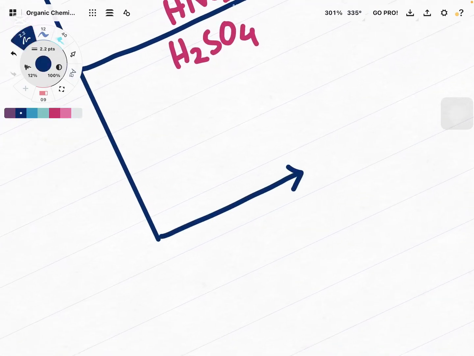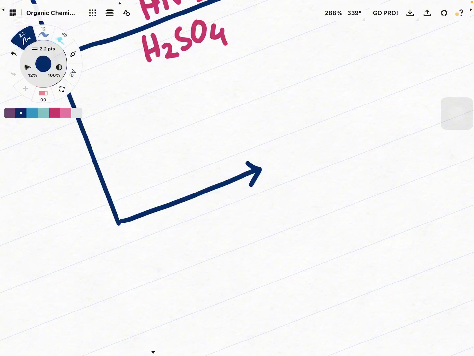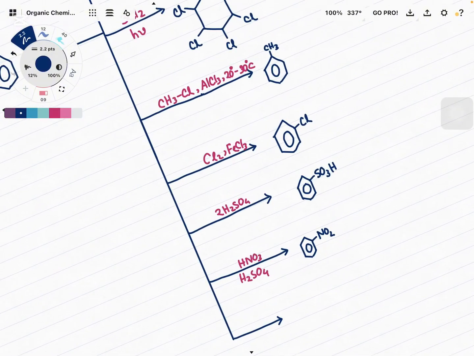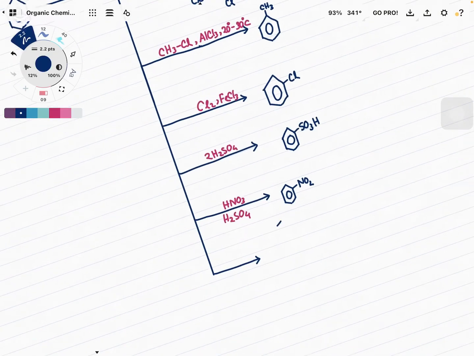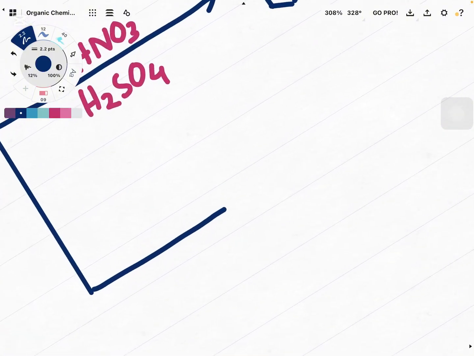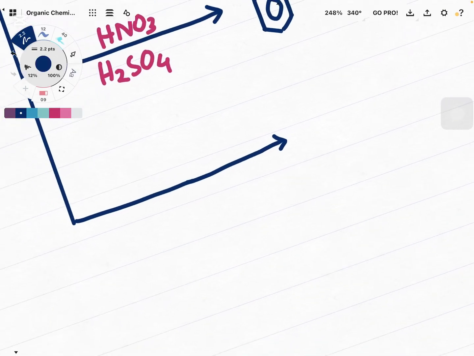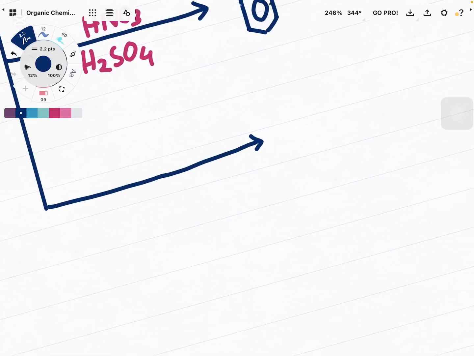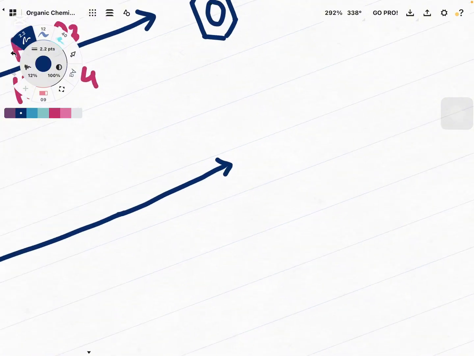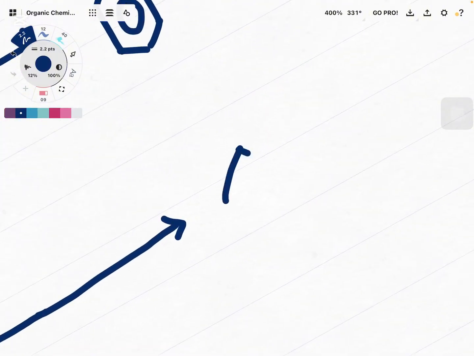And the last one is Friedel-Crafts acylation. Remember, this one was Friedel-Crafts alkylation and this one is Friedel-Crafts acylation. These are two completely different reactions. Okay, so the product here will be acetophenone.